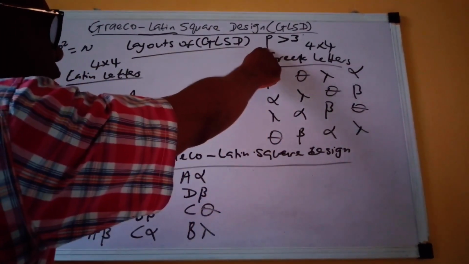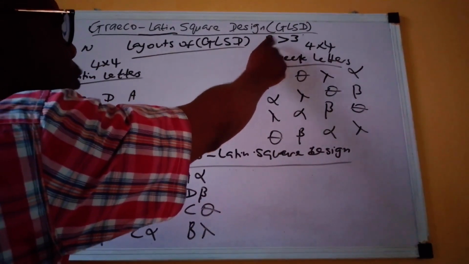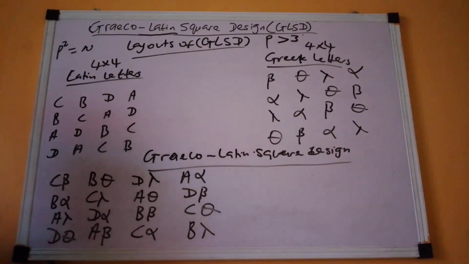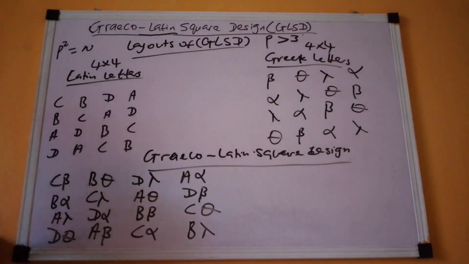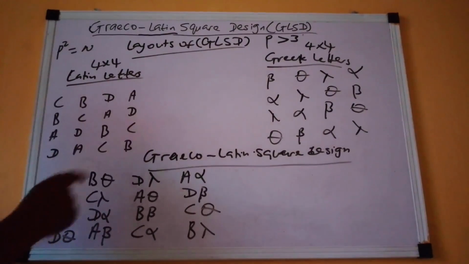So if you are using P equal to 3, a 3 by 3 for the Greco-Latin square design, you will end up not having the error term. So the Greco-Latin square design must be above 3. P must be above 3. So from 4 by 4, 5 by 5, 6 by 6, 7 by 7. But the Latin square design can be a 3 by 3 design. So the Latin square design is strictly greater than 2, while the Greco-Latin square design is strictly greater than 3.